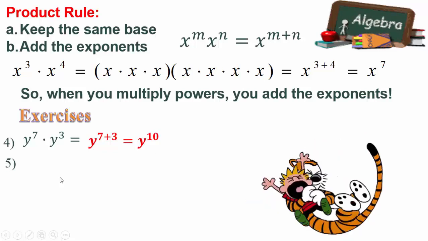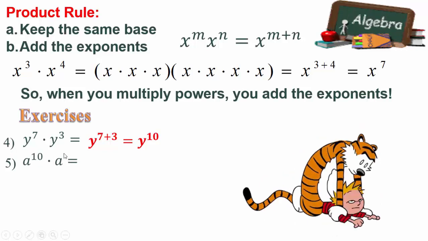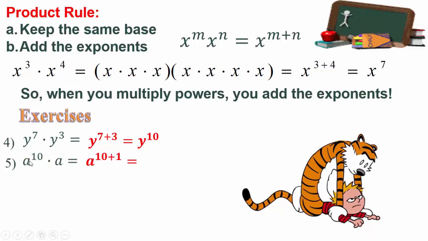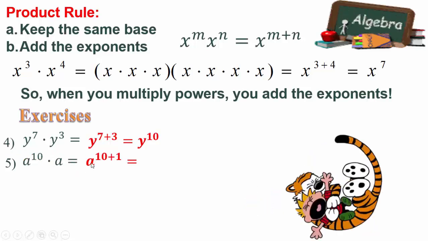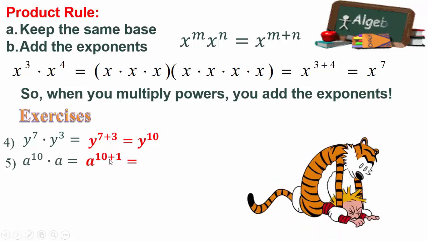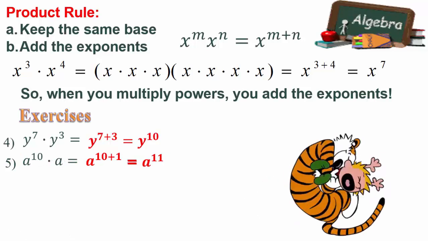For example number 5. Now, if you don't see an exponent here, we assume that that is 1. What this means is that this is a to the 10th, and this is a to the 1st, so that's 10 plus 1, which will give us a to the 11.